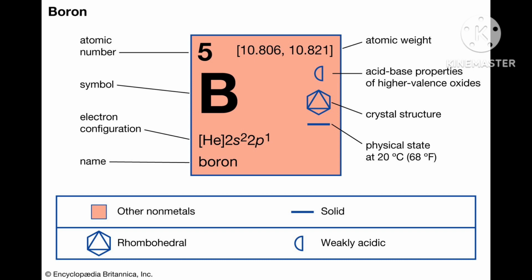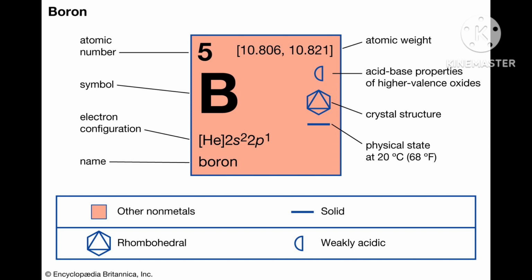Today I am going to discuss important trends and anomalous properties of boron. Last class I discussed chemical properties of group 13 elements. Now I am going to discuss anomalous properties of boron.